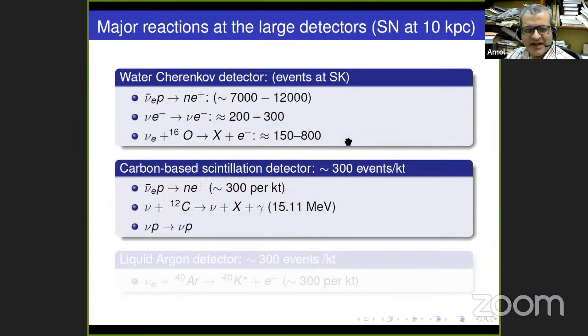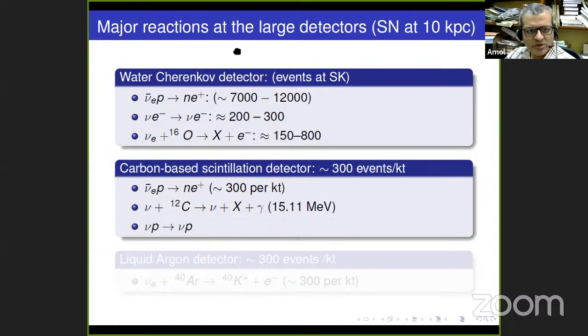In scintillation detectors, of course, this reaction is always major. Electron antineutrinos interact with a proton to give you a neutron and a positron. In addition, because scintillators mainly have carbon, the neutrino can interact with carbon and go to an excited carbon state, which when it de-excites can give you a photon of a fixed energy, and this could help in identifying this particular reaction. These neutrinos can also interact with a proton and scatter the proton. And if you can measure energies very accurately, maybe you will have access to this particular reaction also.